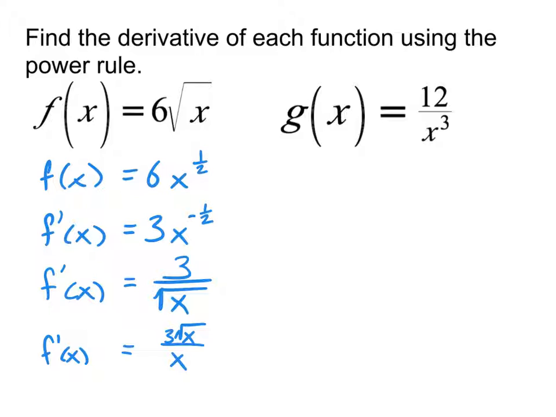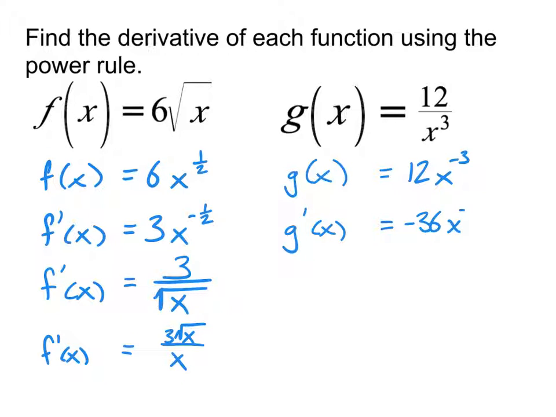So for g of x, the very first thing I'm going to do again is I'm going to rewrite this so that it looks just like a regular polynomial instead of a quotient. It's not a rational. I want to be able to change that. So this becomes 12x to the negative 3rd. All right, now I can go ahead and apply the power rule. So now I go to the g prime of x. And so I do the 12 times the negative 3, which is negative 36. And it's going to be x to the power of a negative. Make sure you're subtracting from the negative to get the negative 4.